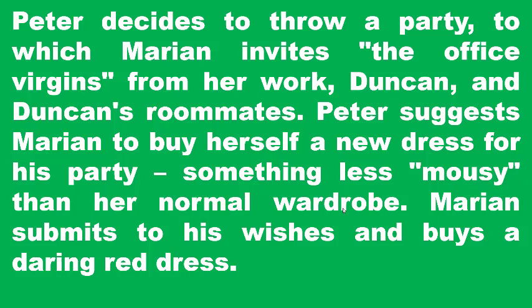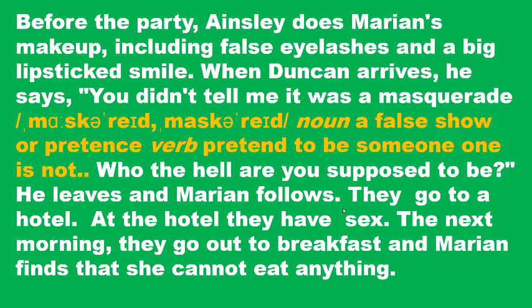Now, coming to the dress, she started liking the dress liked by Peter. So now Mariam is confused, as she has lost her own identity. Now, before the party, Ainsley does Mariam's makeup, including false eyelashes and a big lipstick smile. And Duncan arrives. He says, "You didn't tell me it was masquerade."